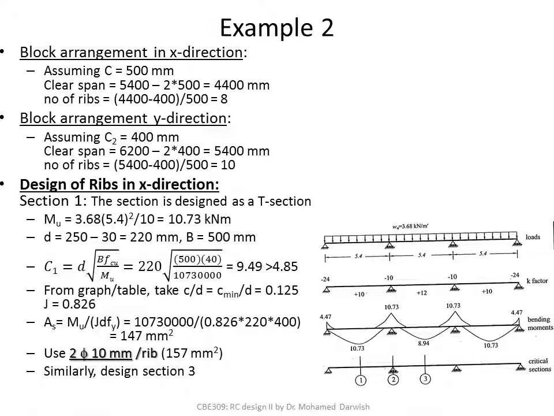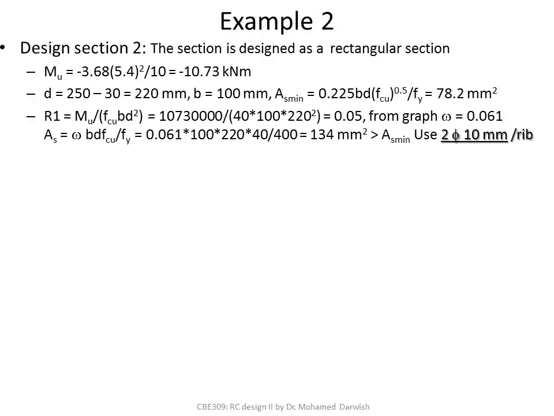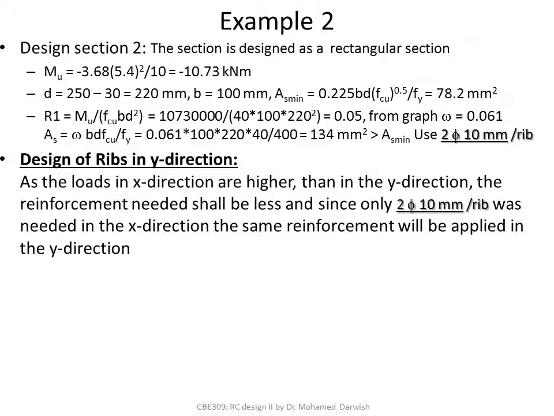Very similar to what we have done before, we'll calculate M ultimate in X. But now we'll find it lighter. I mean, when we design it, the AS is only 147. You only need 2 phi 10 millimeter per rib. Compare this to the 2 phi 14 in the one-way direction. This is cost saving. Similarly, for the rectangular section number 2, you will have a very similar issue, that again you got 2 phi 10 millimeter per rib. Okay, but now I'm using the R1 omega because I don't need the C1J. You could use the C1J if you want.